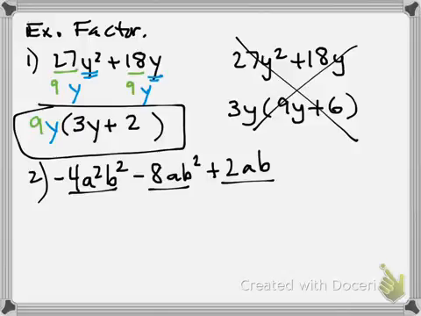All right. So let's look just at coefficients. We've got a negative 4, a negative 8, a positive 2. What can I pull out? Okay, we can pull out a 2.